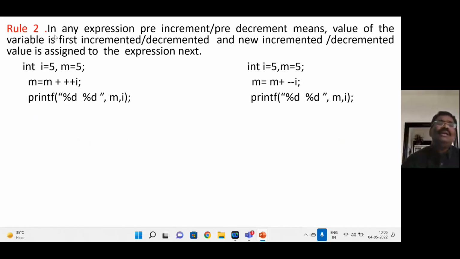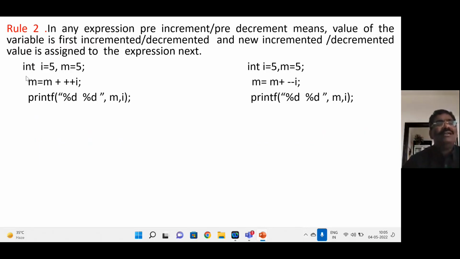And the second rule: in any expression, pre-increment or pre-decrement means the value of the variable is first incremented or decremented, and the new value is assigned to the expression next. That means first the value of the variable is incremented by 1, and that incremented value is assigned to the expression. In the same way, first the value is decremented by 1, and the decremented value is assigned to the expression.